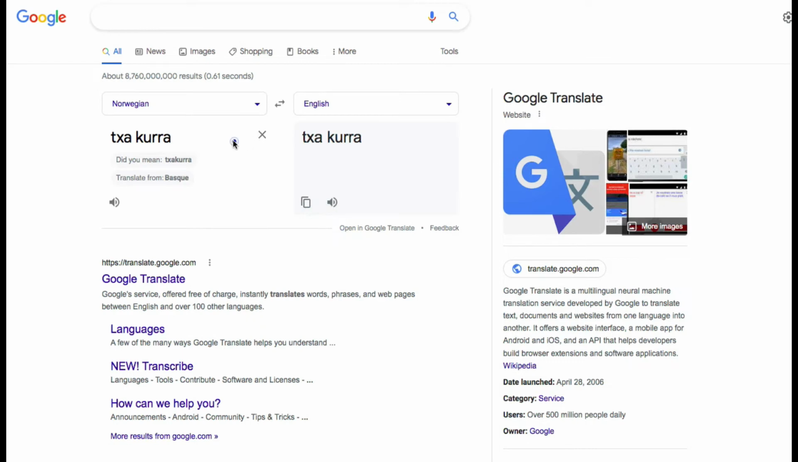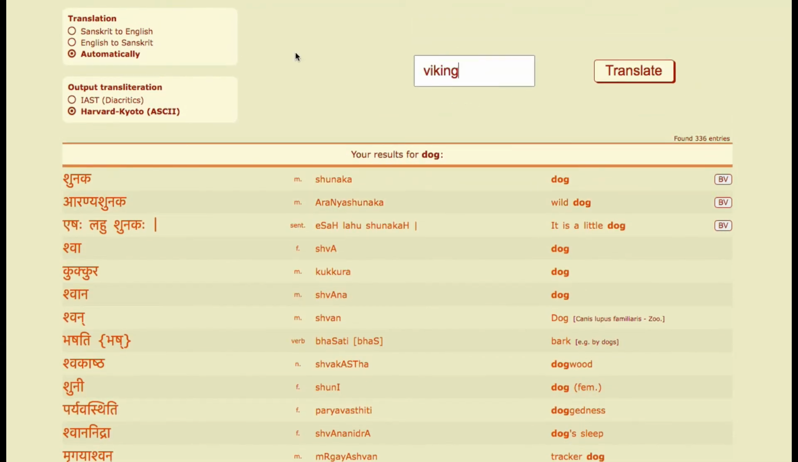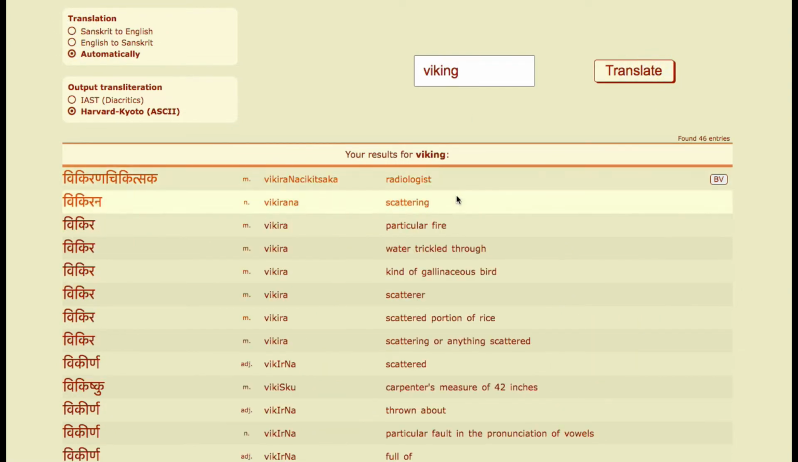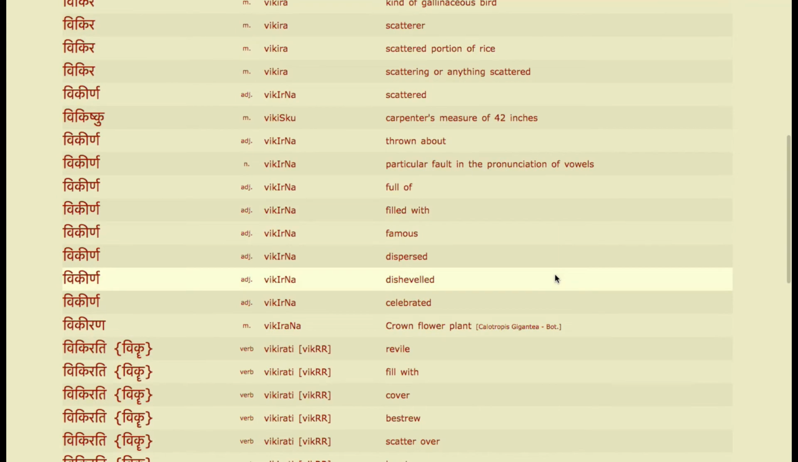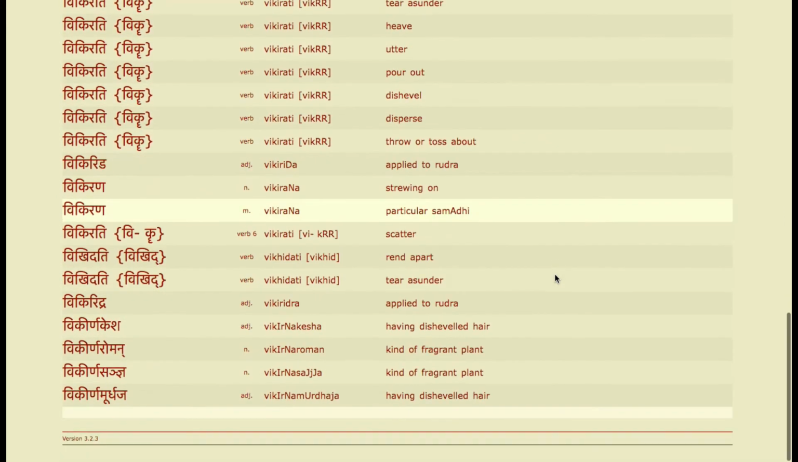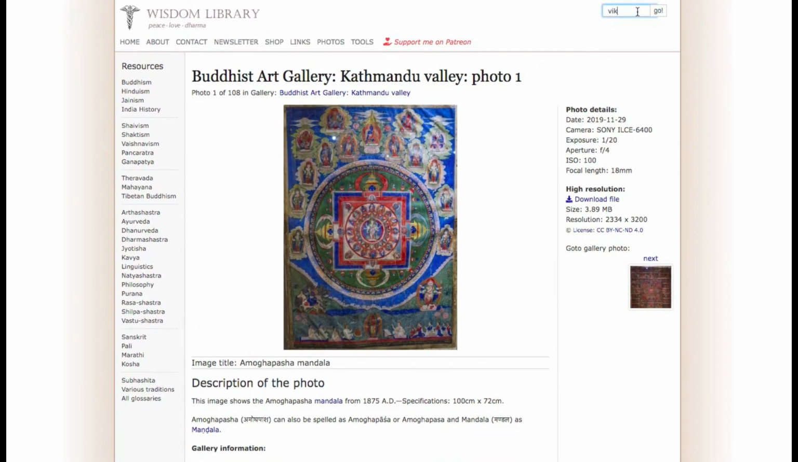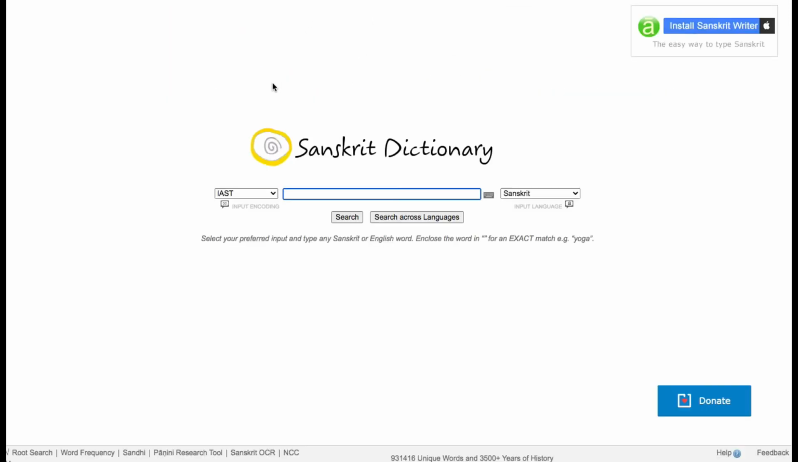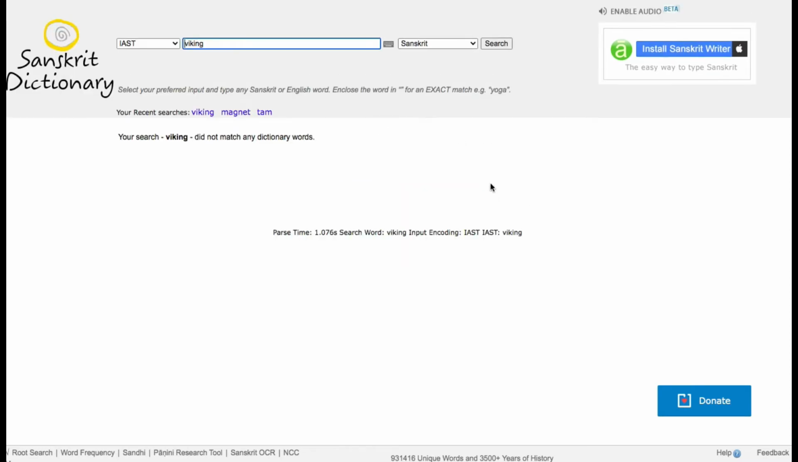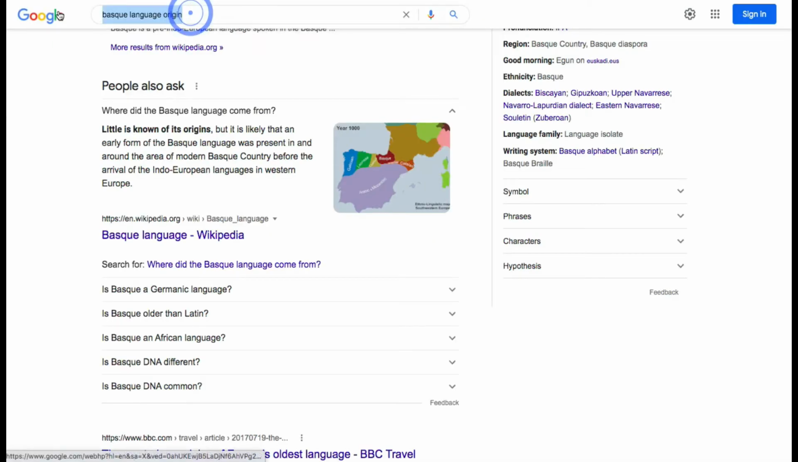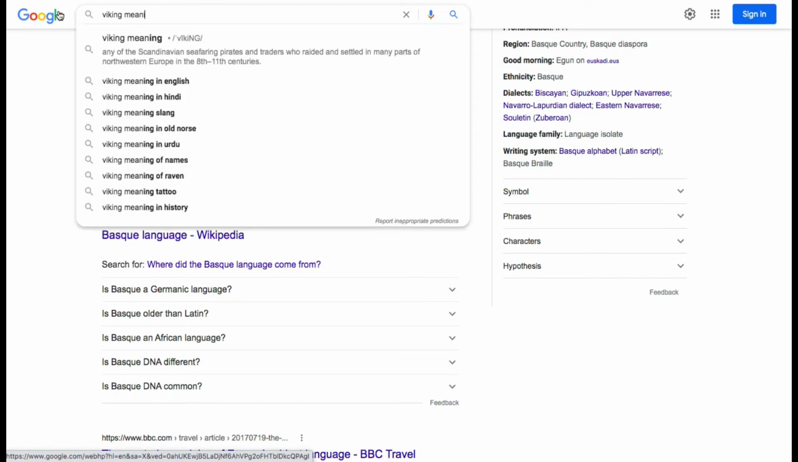Norwegian, all right. So here, Viking. What's a Viking? Okay. So what is Viking in Sanskrit? Do they even have a relationship or not? Let's see. Not much coming up there. Let's see on this one. There's more than one, so we can always look for the different ones. Viking in Sanskrit.